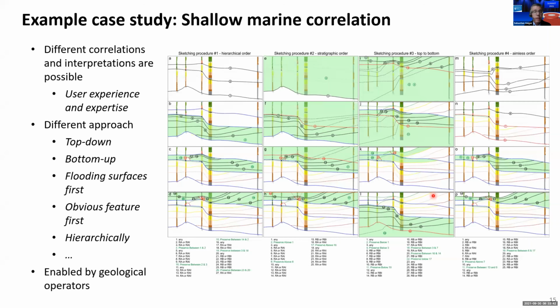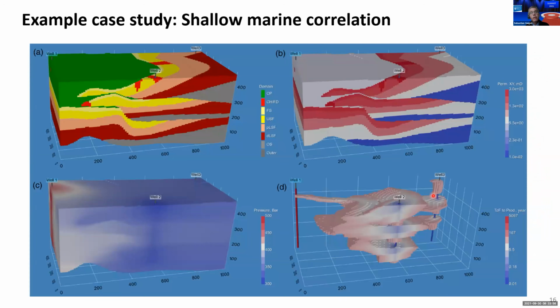That's again because we have these geological operators that allow us to very flexibly sketch what we see and let our interpretations evolve as our understanding of the geological heterogeneity evolves. Here's now a 3D model that shows one of these correlations.